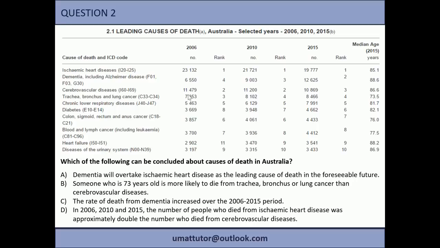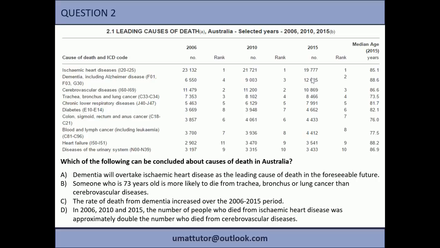So the reason why this is wrong, in other words, is even though the number of people affected by dementia or dying of dementia over this period is increasing, as we can see from 6,000 up to 12,000, if the population of Australia as a whole increased at an even faster rate than that, if it, say, doubled between 06 and 10, and then again doubled between 2010 and 15, then the rate as a proportion of the whole population would actually be going down. And we just can't conclude that. We don't know whether that's true or not. That's why option C is also wrong.